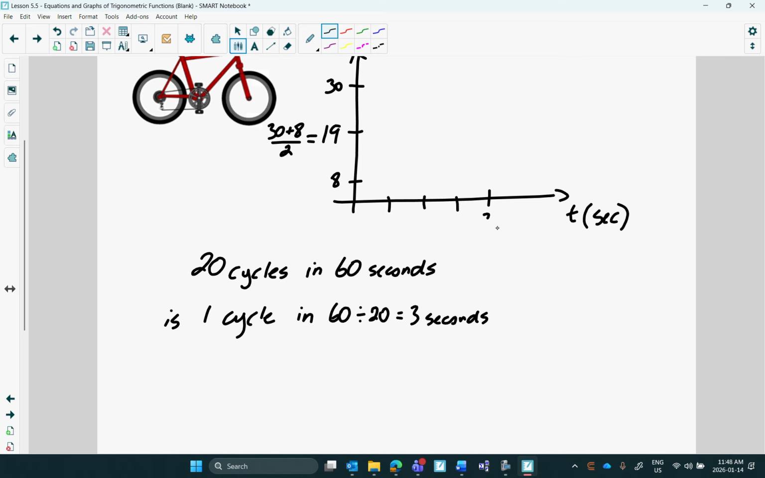Therefore, this is 3. Okay, now we've got everything we need. Remember, we're just sketching the graph right now. We're not doing the equation just yet. So where should I start?